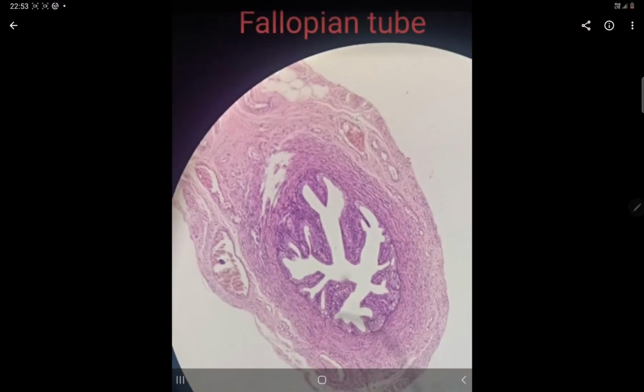Then the middle layer is the muscle layer that consists of inner circular muscle layer and outer longitudinal muscle layer. There is abundant interstitial connective tissue in between these muscle layers. That's why the outer longitudinal muscle layer is indistinct from the inner circular muscle layer. The outermost layer is serosa, that is in connection with the mesothelium.